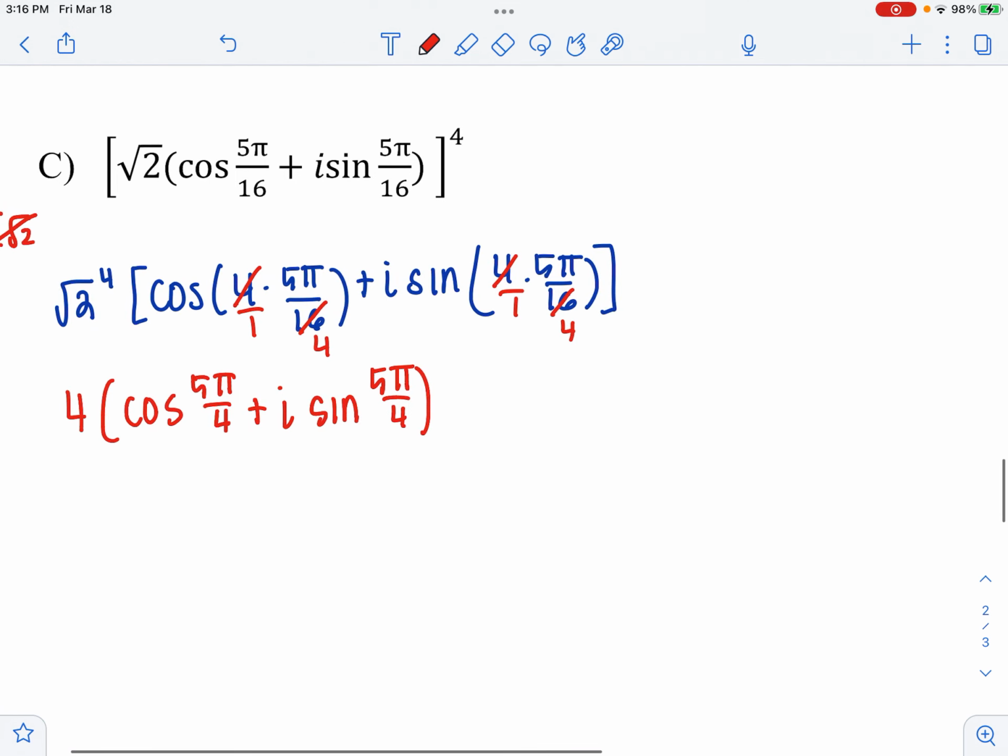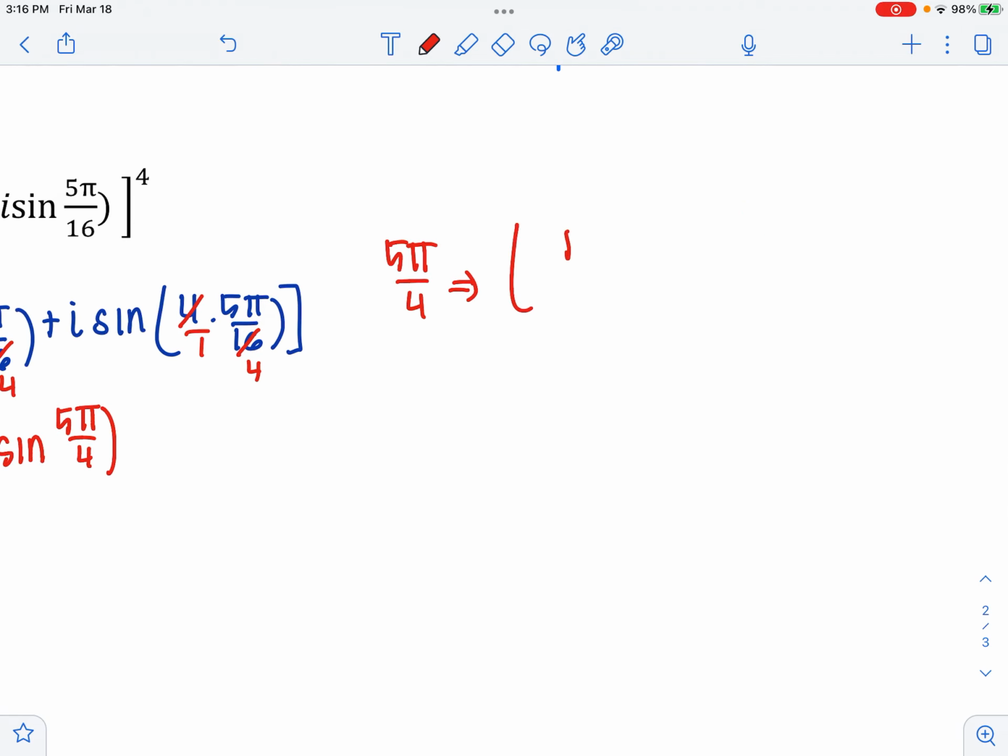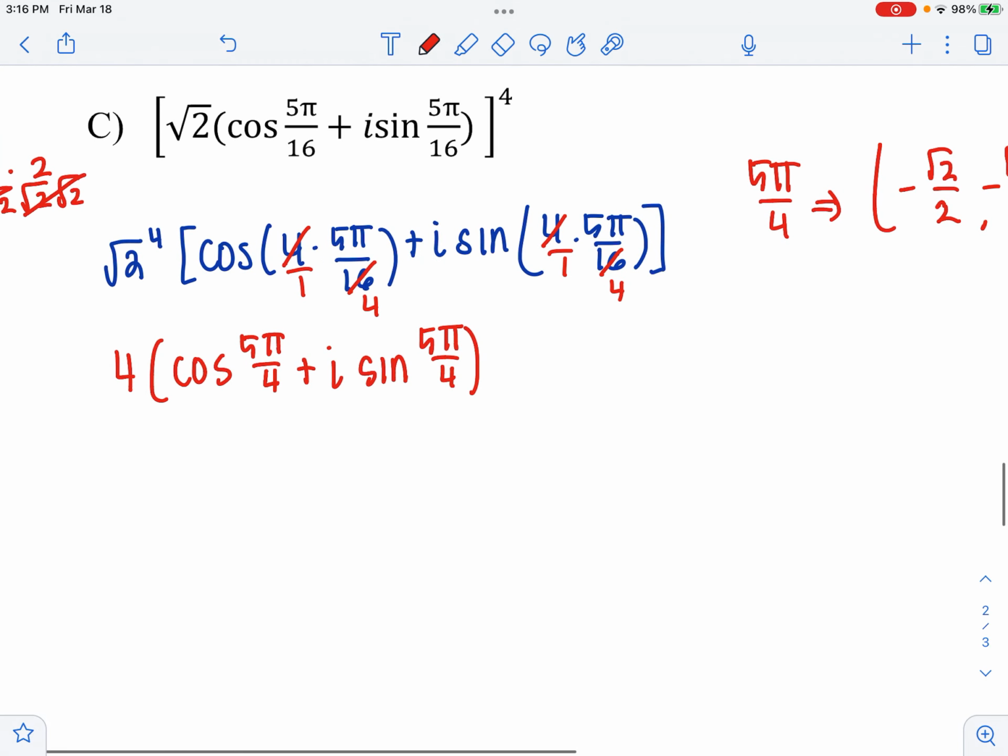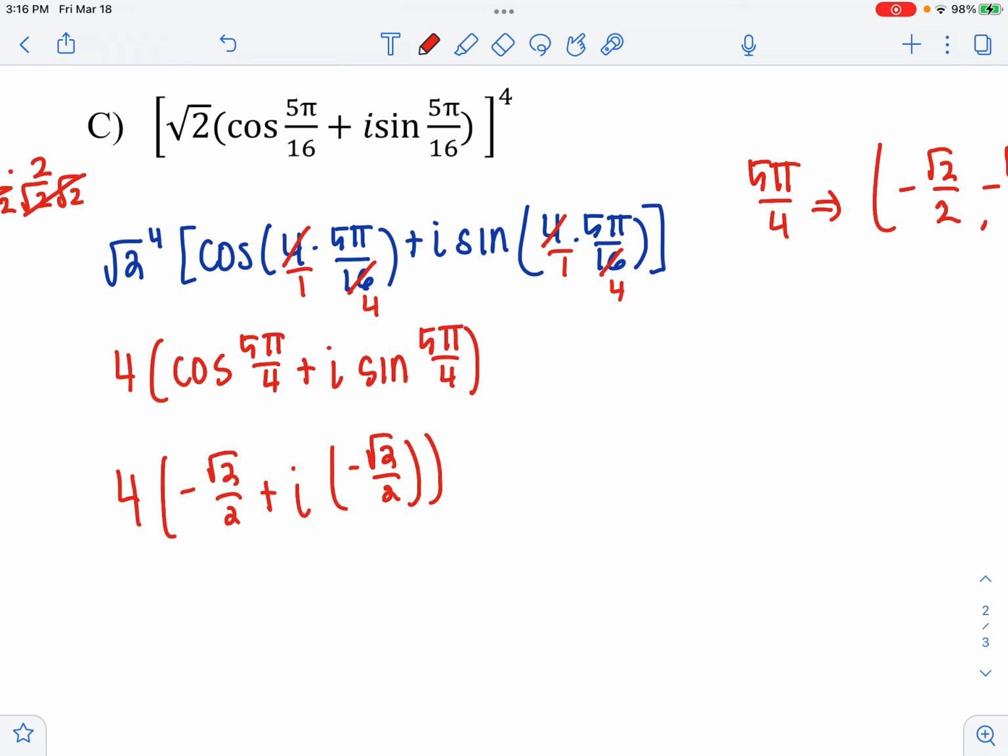Once again, you know 5 pi over 4 from the unit circle because the directions say write in a plus bi form. So 5 pi over 4, that is a 45-degree reference angle. So √2 over 2, √2 over 2. But we have to think about what quadrant that is in. My pi over 4s go 1 pi over 4, 3 pi over 4, 5 pi over 4, 7 pi over 4. 5 pi over 4 is in the 3rd quadrant. That's left and down, so both of those are negative. So I have 4 times -√2 over 2 plus i times the sine of 5 pi over 4, which is -√2 over 2.